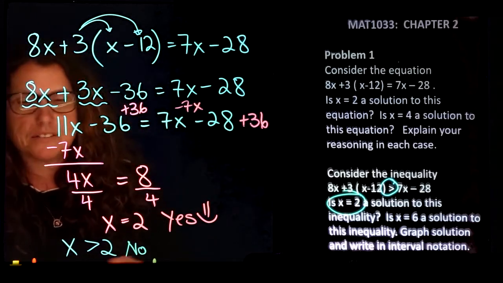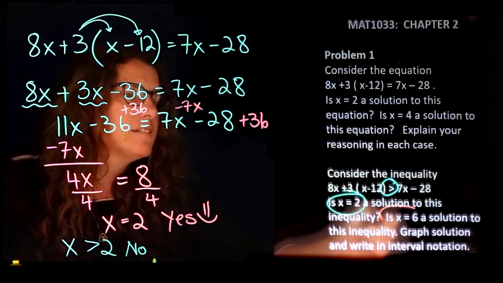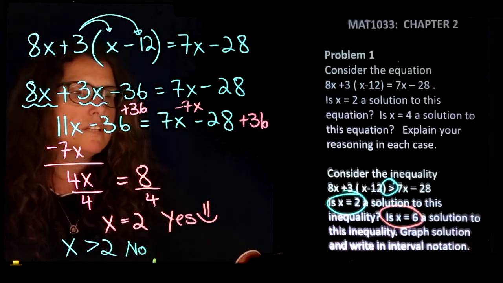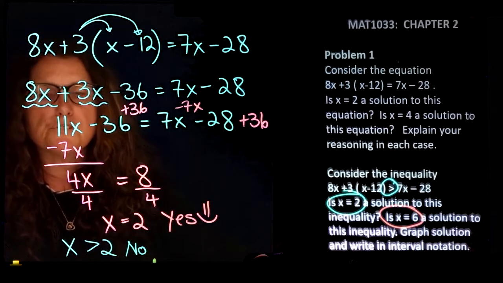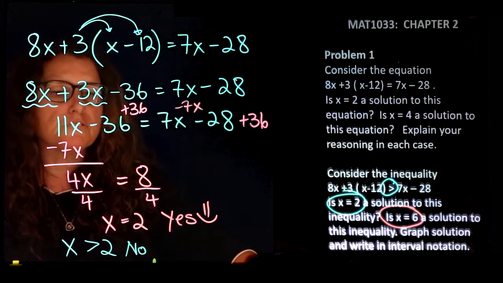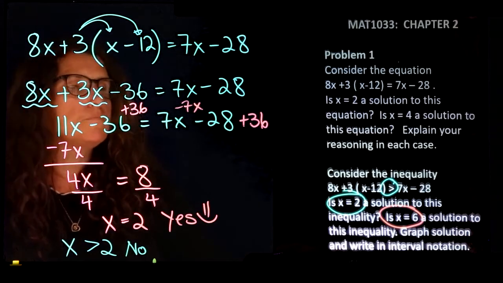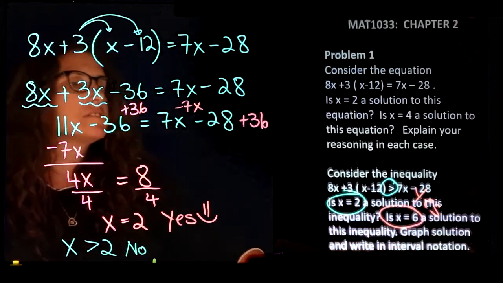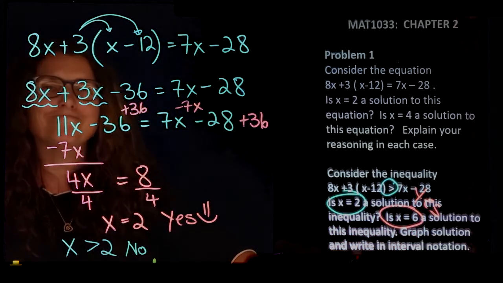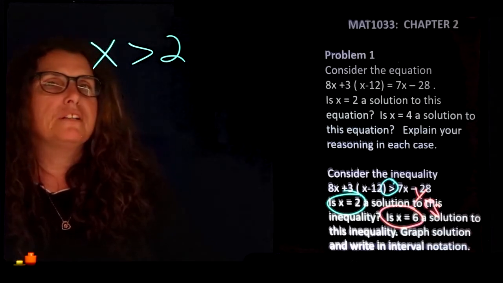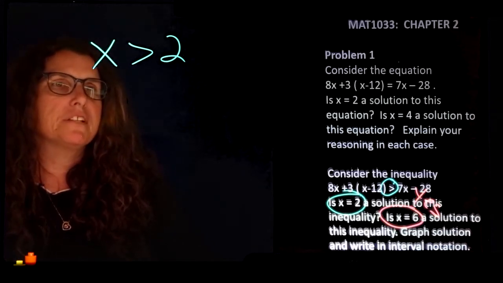Let's look at x = 6. Is x = 6 a solution to this inequality? The solution was x is greater than 2, so 6 is greater than 2, and the answer would be yes, x = 6 is a solution. The solution for this linear inequality was x greater than 2.